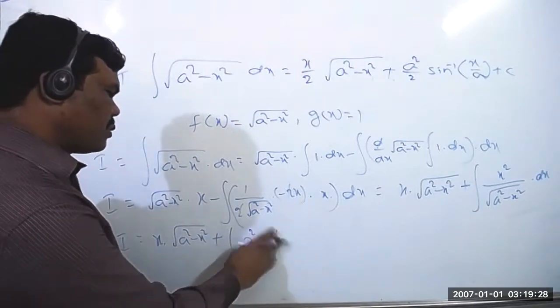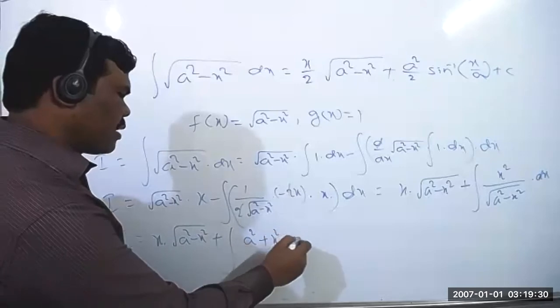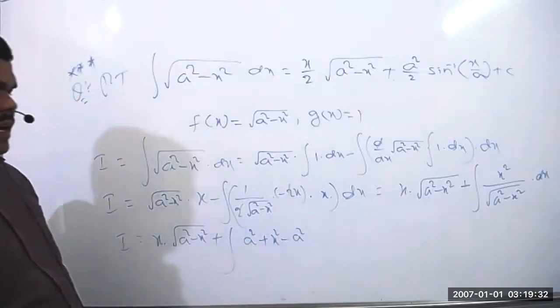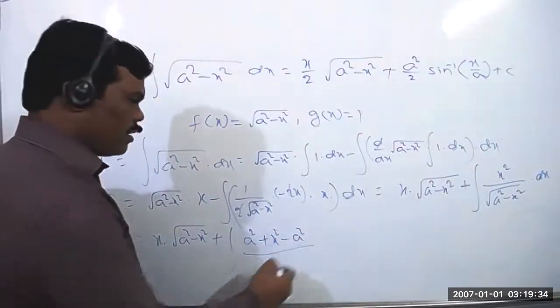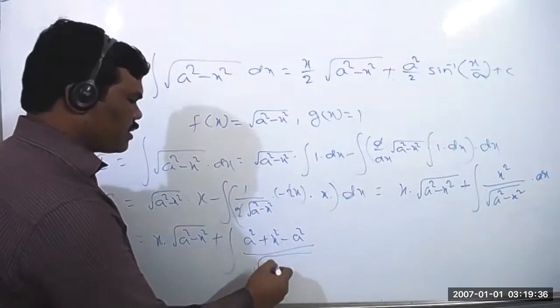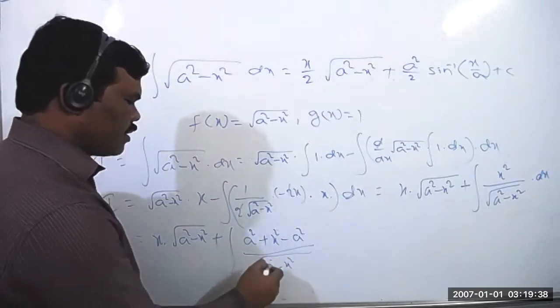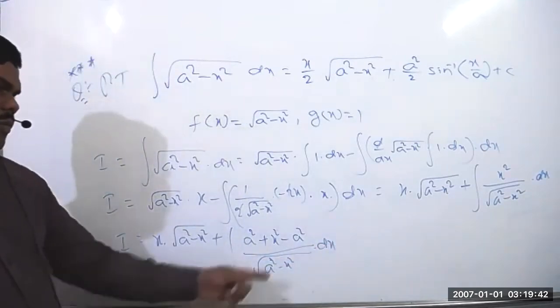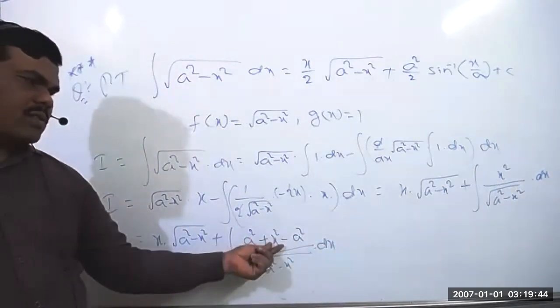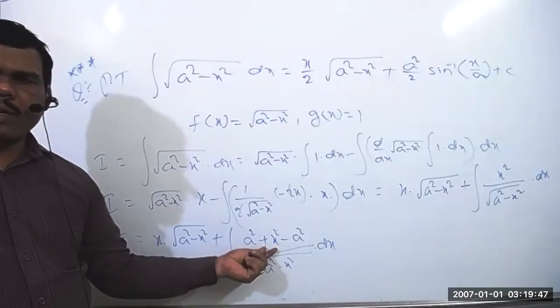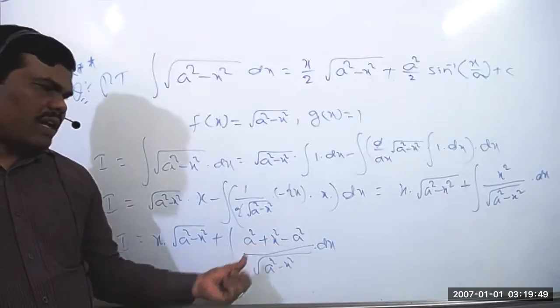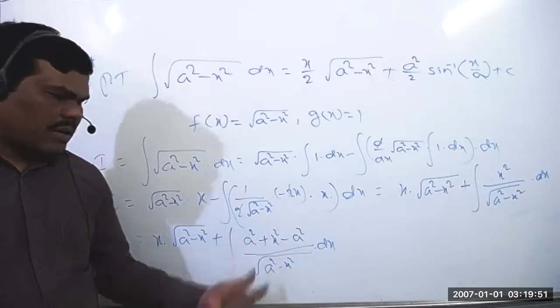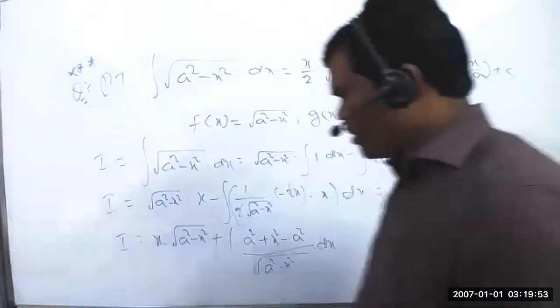Is it correct or not? Plus x square minus a square you can take. Okay, it's fine. That whole by root of a square minus x square into dx. Now from the second term we have to get a square minus x square, means from this you can take minus common. Then everything will be possible.